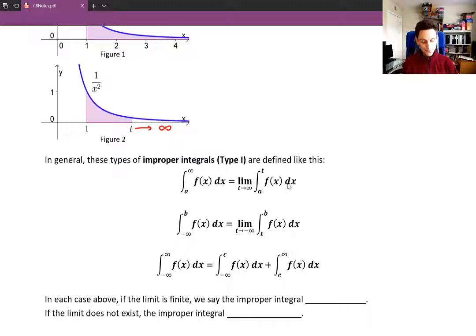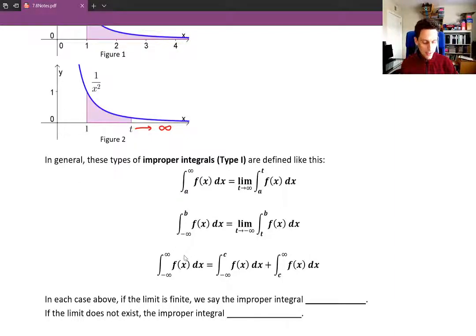Now another possibility would be if you have negative infinity for the lower limit of integration, and the upper limit is some finite number, just calling it b here. So in that case, you would replace the negative infinity with a t, and then take the limit as t approaches negative infinity. This is always going to be the first step that you'll take in these 2 cases.